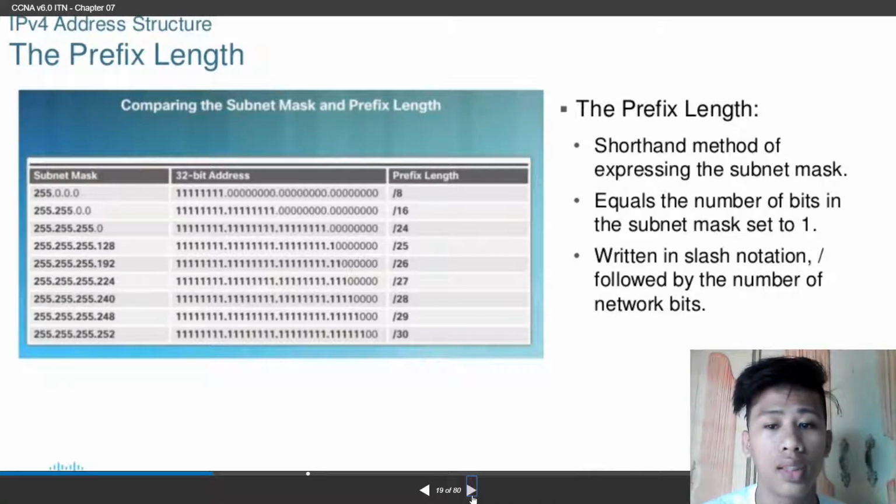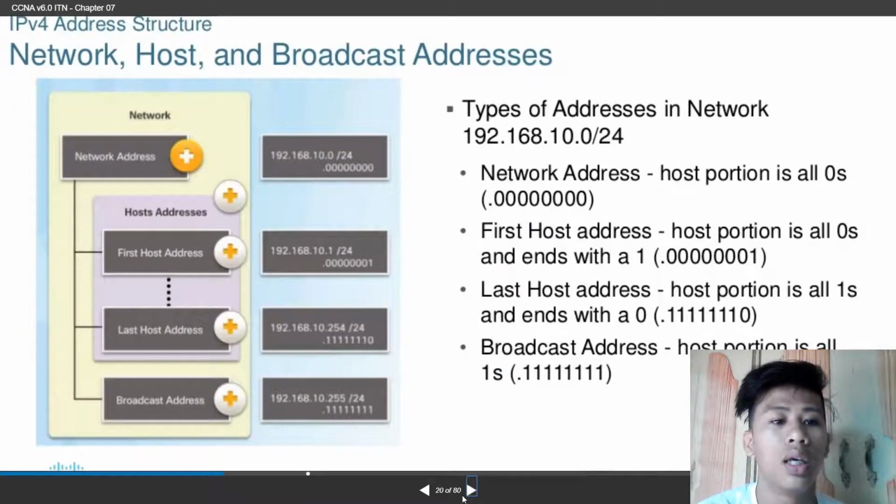This is the prefix length. It is the shorthand method of expressing the subnet mask, and it equals the number of bits in the subnet mask set to 1. Network, host, and broadcast address are the types of address in a network.